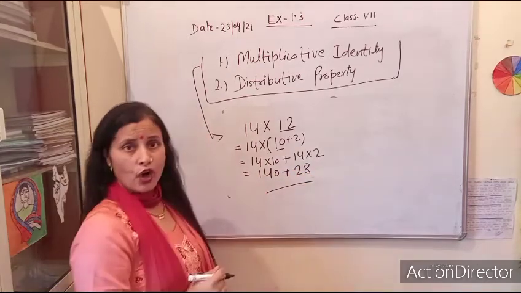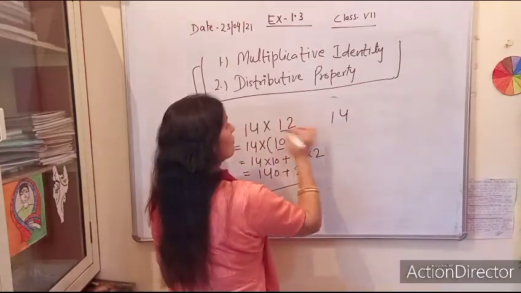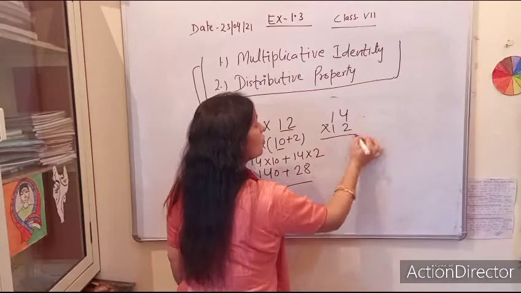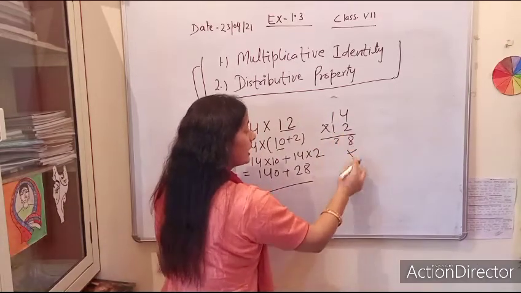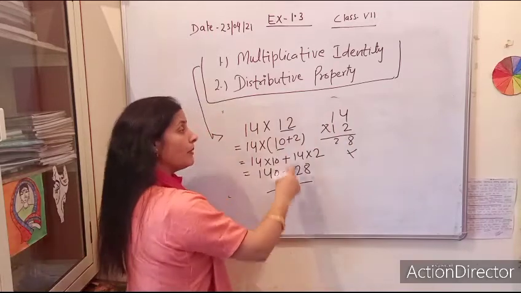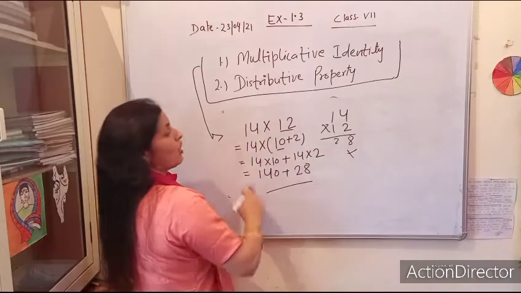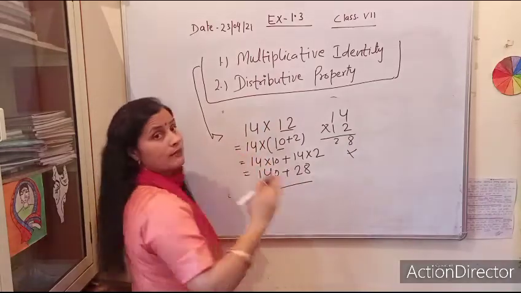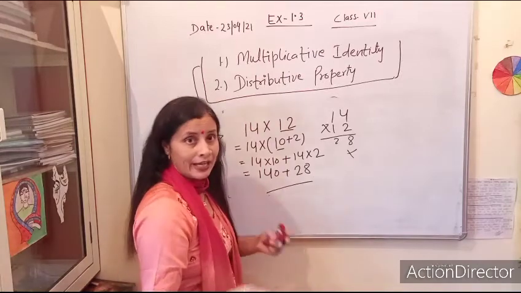So is it easier or not? If you don't know the table of 12, then you have to perform 2 lines of multiplication, like 2 4s are 8, 2 1s are 2, in this way. Then it will take more time. So to make the calculation easy, we can apply these properties. Understood? So distributive is nothing but distributing a number among 2 or between 2.